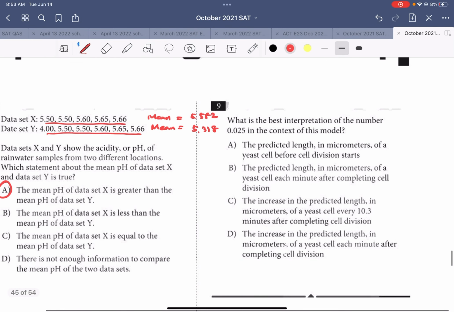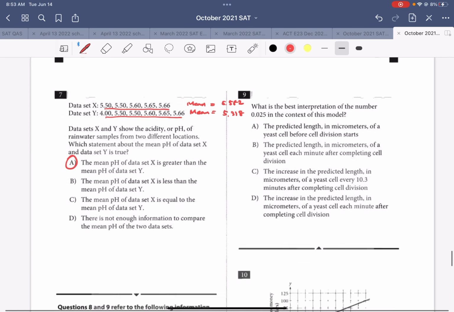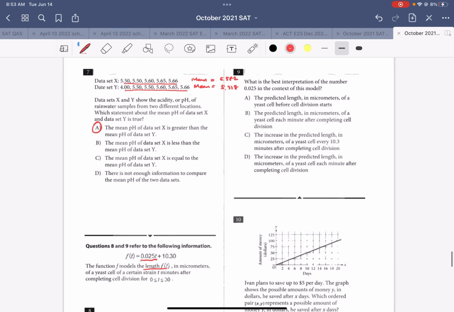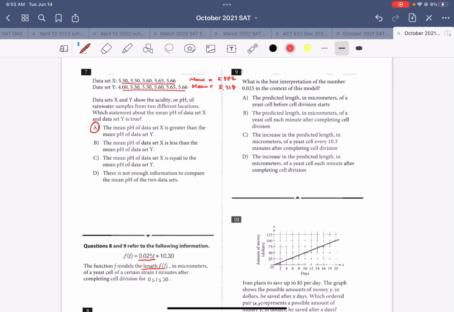Now number 9. What is the best interpretation of the number 0.025 in the context of this model? So this is continuing from here. What does this stand for? That's how much it will increase each minute. So if you read the description, the answer should be D then. The increase in the predicted length in micrometers of the yeast each minute after completing cell division. Okay, that's exactly what it means. Each minute it will increase 0.025 micrometers.